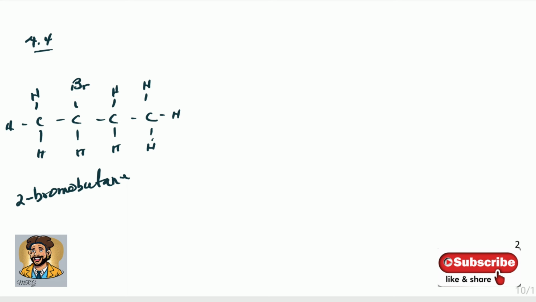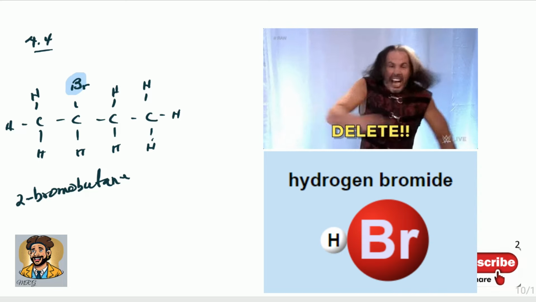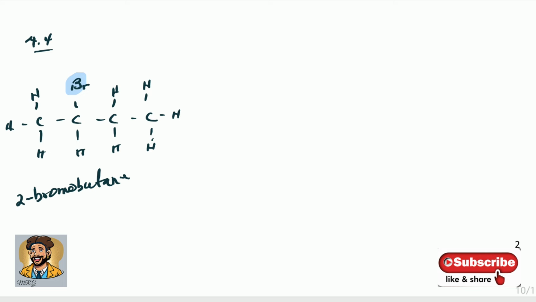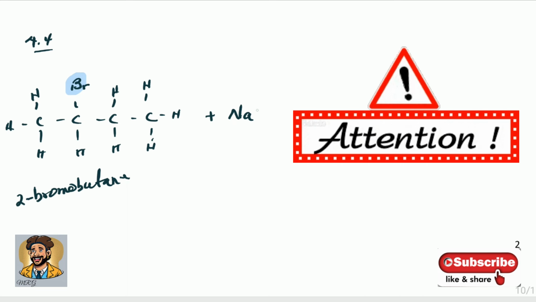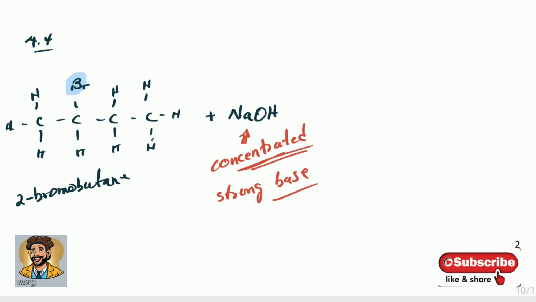Now, this is elimination. We are going to take away bromine and we're going to take hydrogen. For this type of reaction, which is dehydrohalogenation, remember you need a strong base. So we're going to add NaOH. It's not part of the question, but this is concentrated NaOH, which is a strong base. That is important. That is the difference with reaction 3. That one was dilute, this one is concentrated.